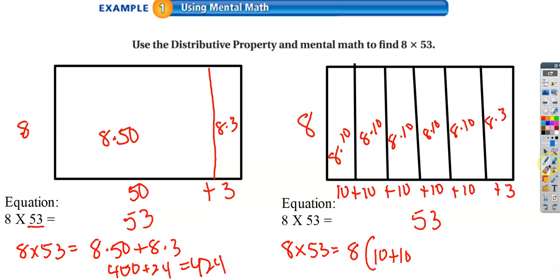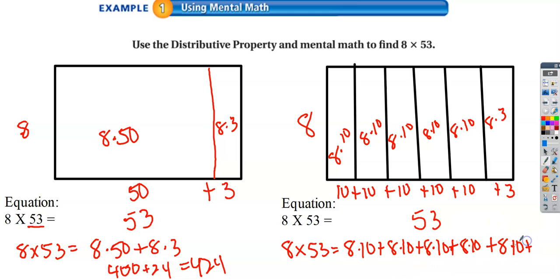Oops, I don't want to do that. I wanted to actually show the distributing. 8 times 10 plus 8 times 10 plus 8 times 10. Okay, I don't think this would be very easy for the 3rd graders. 1, 2, 3, 4. I need to have a 5th group of 8 times 10 plus the last one is 8 times 3. Phew, I think that made it more complicated.